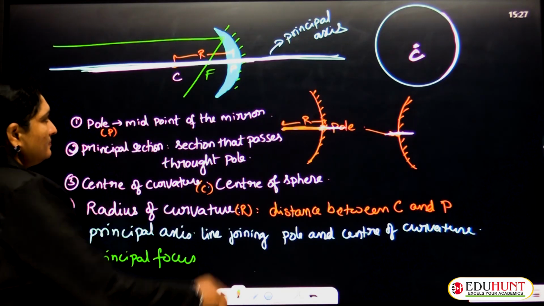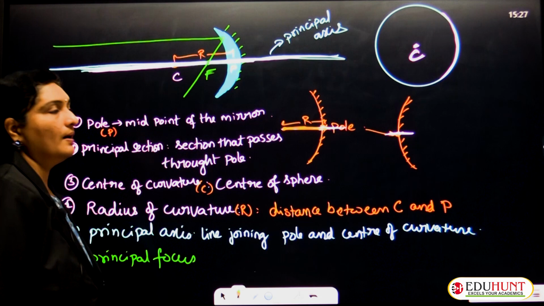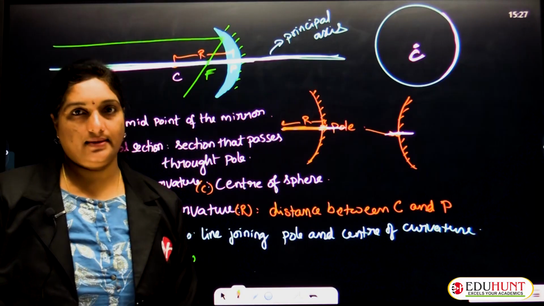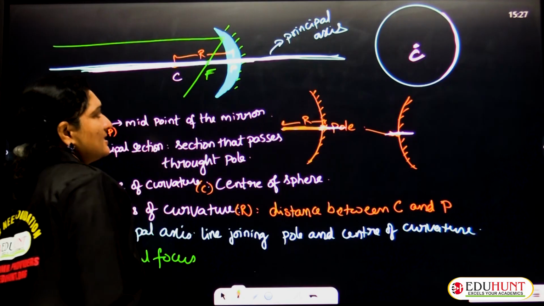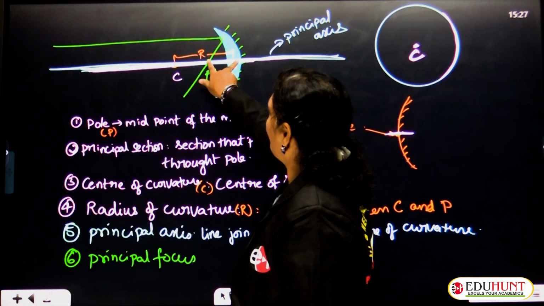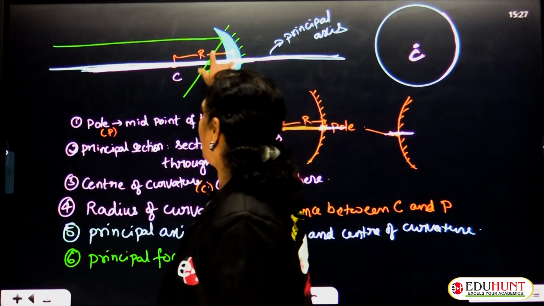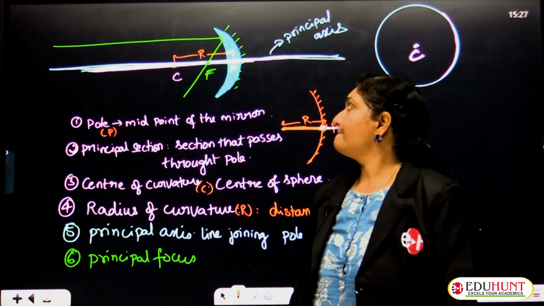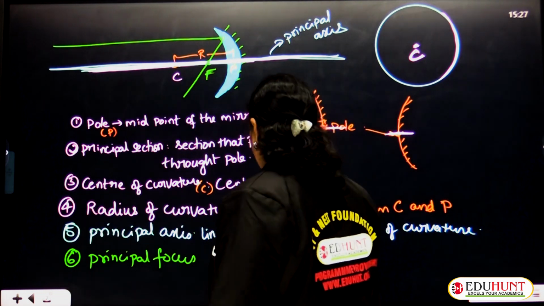This focus will always be at the center of P and C. The length from F to P is called the focal length. The distance between the focus and the pole of the mirror is called the focal length, and the length from the center of curvature to the pole is called the radius of curvature, indicated with the letter R.